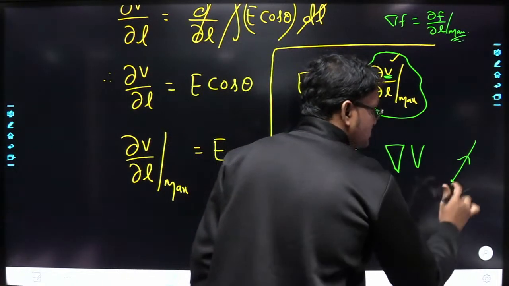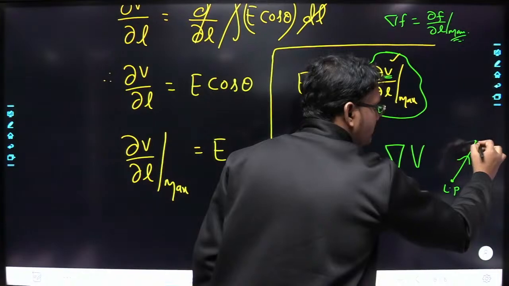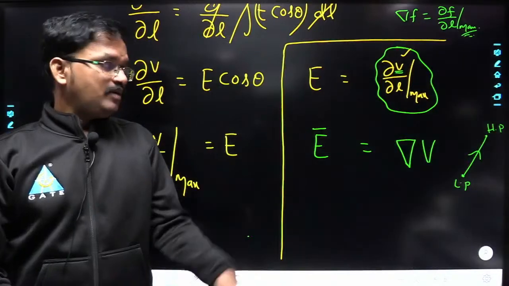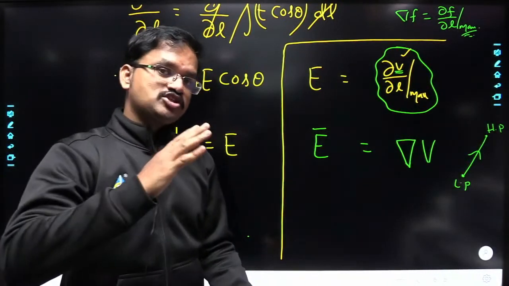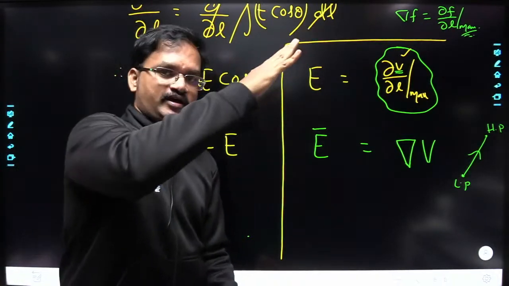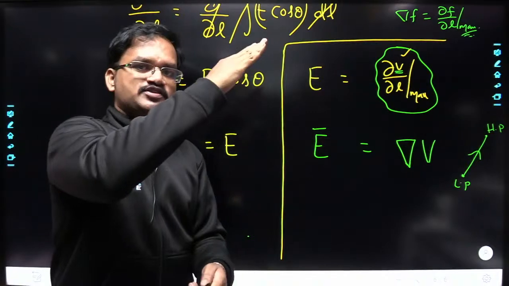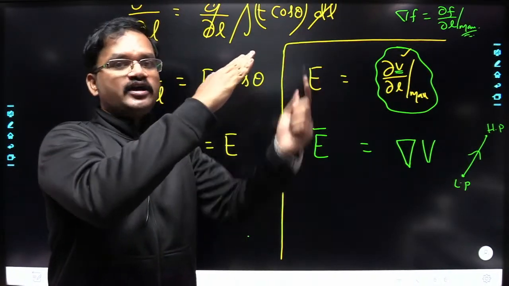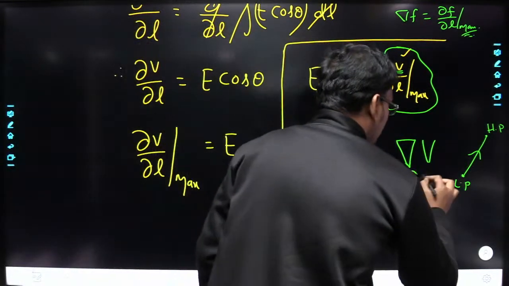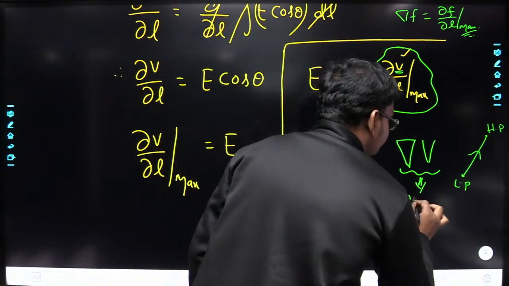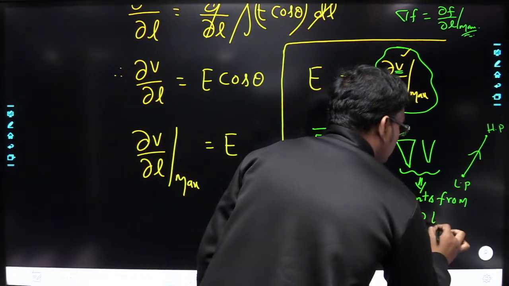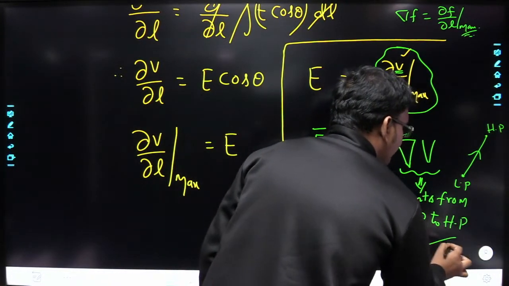That means this vector is going to point from where to where? It is going to point from lower potential to higher potential. Yes or no? Because it is going to point in a direction in which the potential is increasing. If you move along this vector, the potential is going to increase. So it always points from lower potential to higher potential. Understood? So this gradient of V points from lower potential to higher potential.